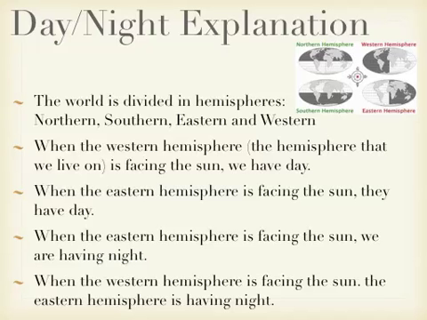And so as you can imagine, when the eastern hemisphere is facing the Sun, the western hemisphere is having nighttime. And the same is true when the western hemisphere is facing the Sun, the eastern hemisphere is having night. And so that's what causes day and night.